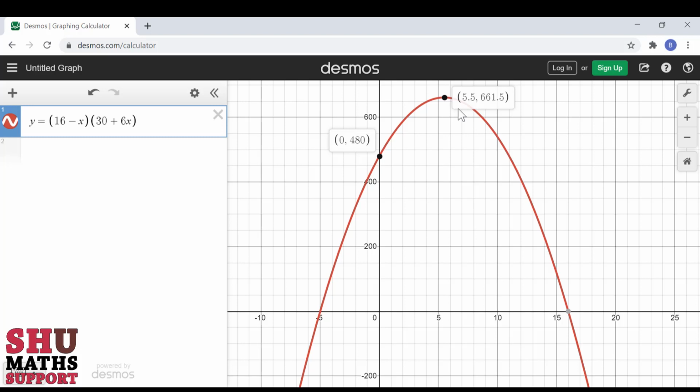Now some other key parts of the graph is where the curve crosses the x-axis. And we can see here where x is equal to 16 that y is equal to 0, meaning our revenue is equal to 0. And we can also see that the same applies over here where x is equal to minus 5. So this is because if x equals 16, then our price is equal to 16 minus 16, which is equal to 0. And if x is equal to minus 5, then we'd get price is equal to 16 minus 5, which is 21.